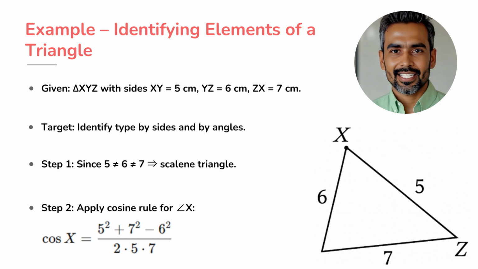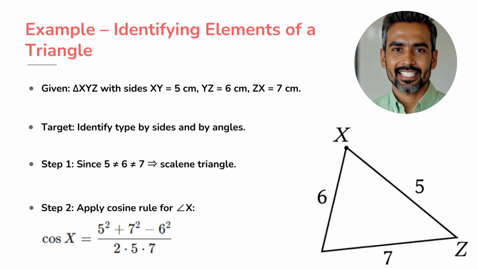Let's take triangle XYZ, where side XY equals 5 cm, side YZ equals 6 cm, and side ZX equals 7 cm. Since all three sides are unequal, we immediately identify it as a scalene triangle. Now, to find the angle at vertex x, we apply the cosine rule.